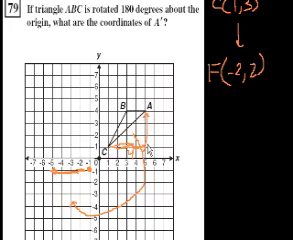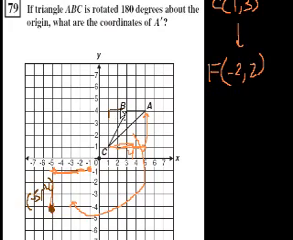And then instead of 3 up, you're going to go 3 down. So that's where A prime is going to be, right at that point. And that's the point minus 5, comma, minus 4. And that's our answer. But let's figure out all of the other points.